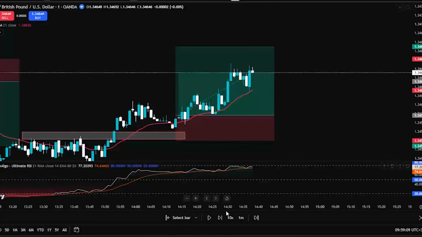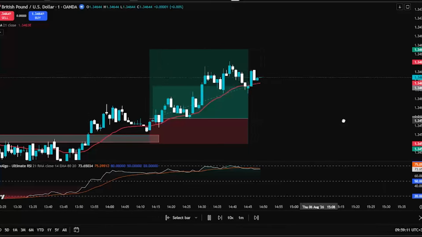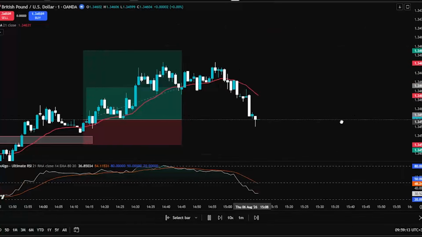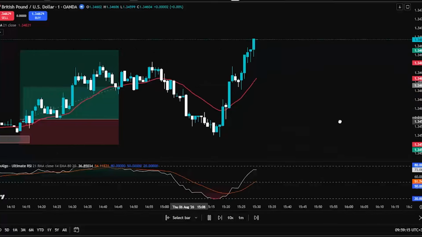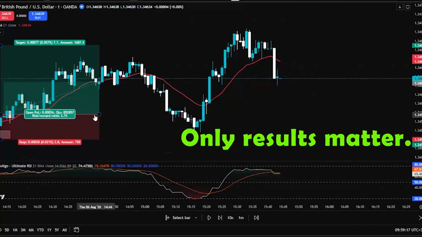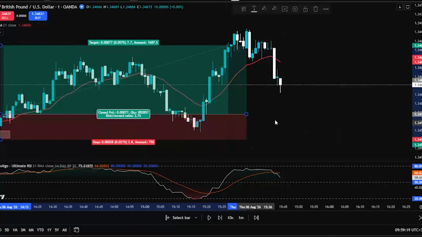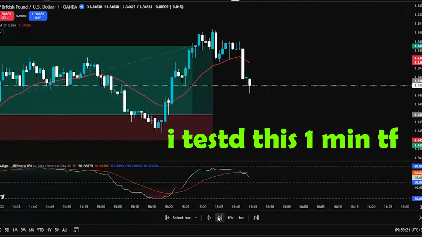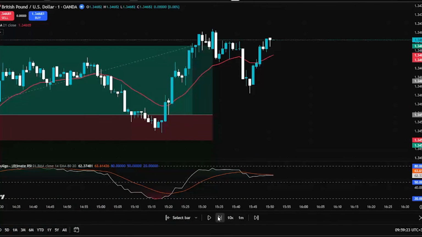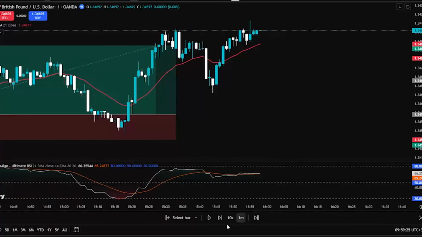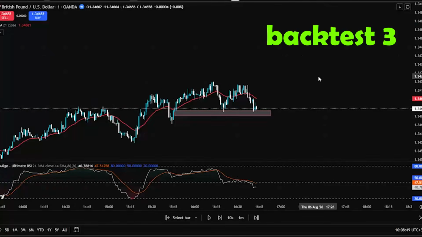Now that we understand the rules, let's move to the most important part of this video, the backtest. Because a strategy can look perfect on a chart, but only the results can tell us if it has potential. I will test this strategy on the 1-minute time frame and review the trades one by one. Let's see what happens. Trade number 3.